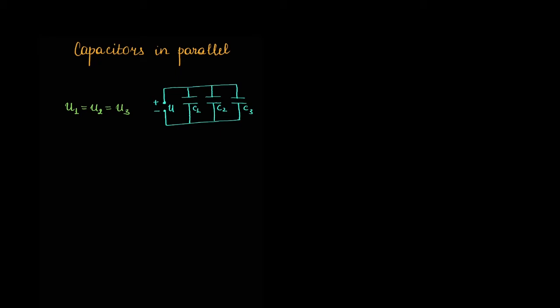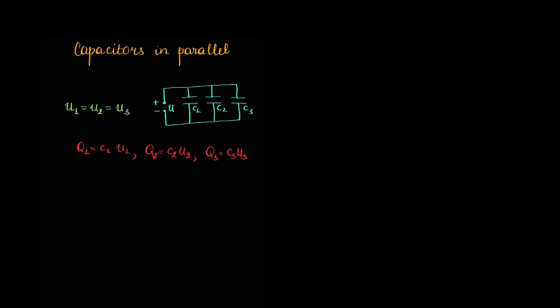However, the charges on each capacitor might be different because these capacitors have different capacitances, right? So that's why Q1, the charge on the first capacitor, is just C1 multiplied by U1, and the charge on the second capacitor is just C2 multiplied by U2, and Q3 is just C3 multiplied by U3.